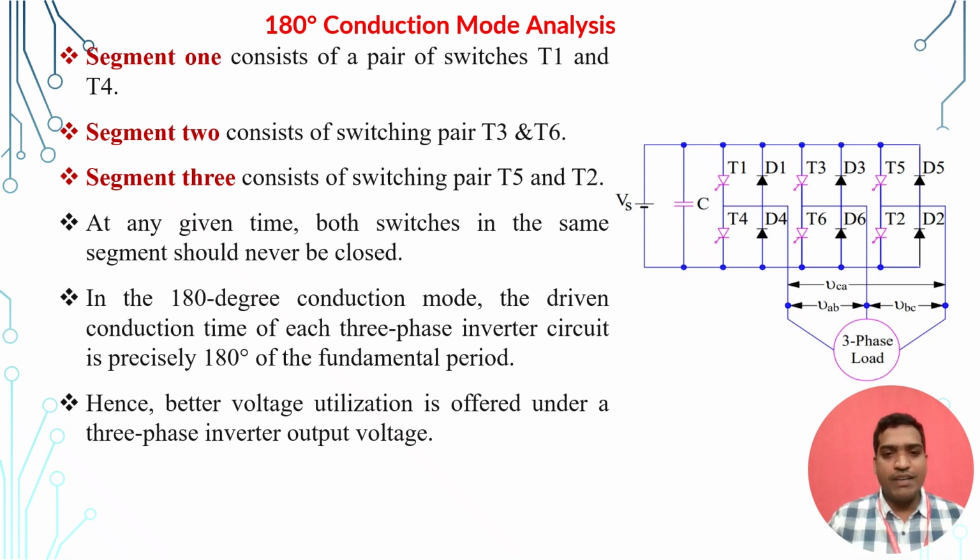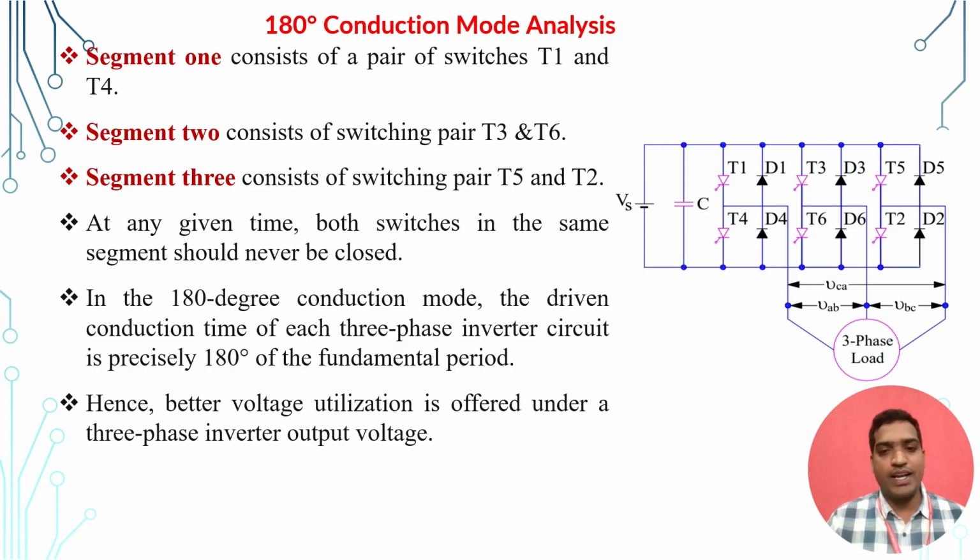At any given interval of time, both switches in the same segment should never be closed. For example, if T1 and T4 are closed at a time, then the voltage source gets short circuited, so these switches can easily be damaged by the overcurrent or short circuit current.